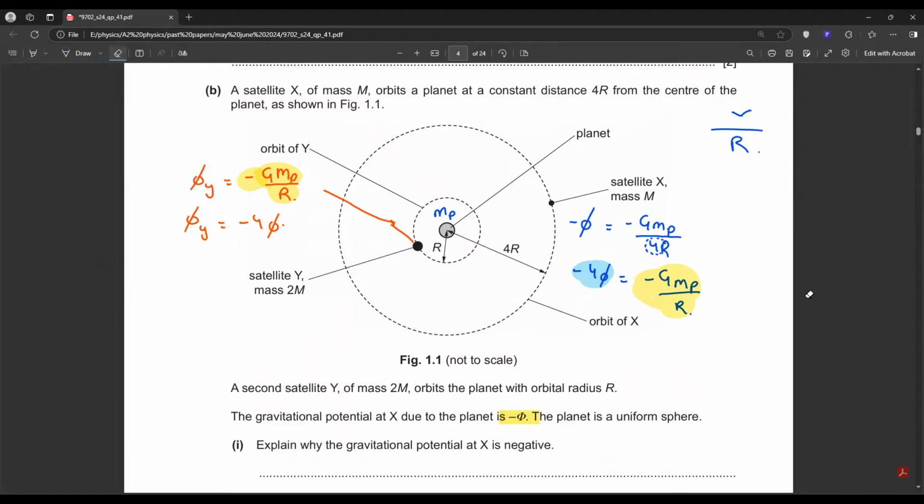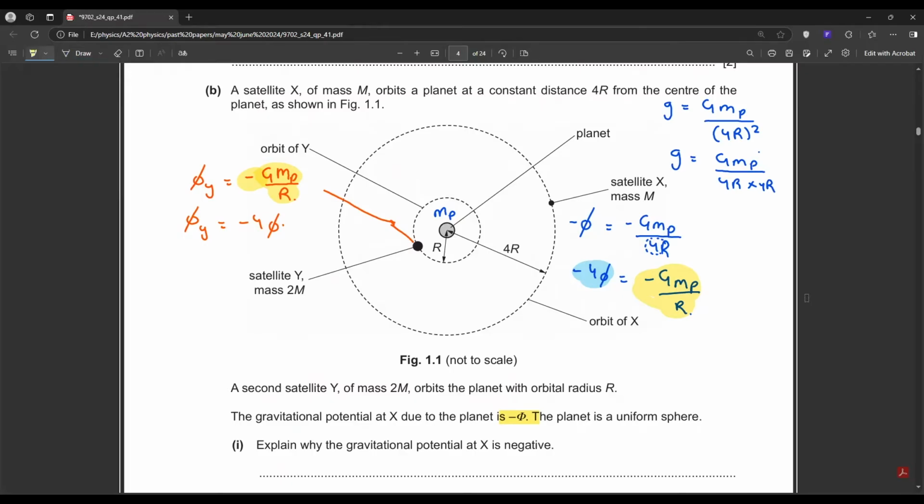What was the formula for gravitational field strength? Do you guys remember? Gravitational field strength was equal to capital G, mass of the planet, divided by the distance between the planet and the satellite. That is 4r square. Perfect. Gravitational field strength is equal to capital G, mass of the planet, divided by 4r into 4r. Simple.